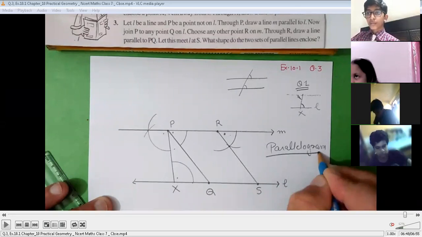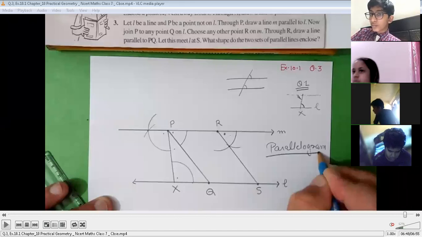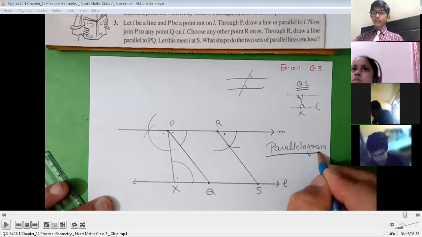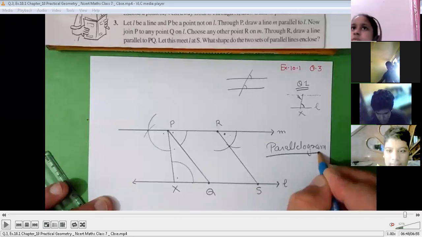Step 5: measure the arc and draw M parallel to L through P.